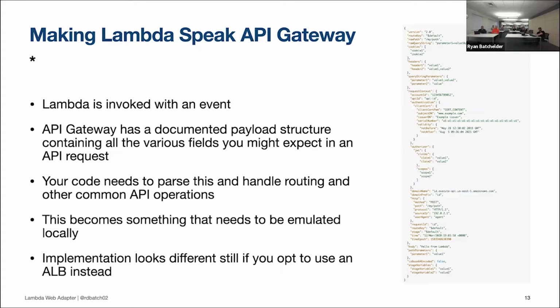So all Lambdas, whether they're driving web APIs or not, are going to be invoked with an event. This event is a JSON structure that has all of the stuff, or should have all of the stuff, your Lambda needs to wake up, do whatever work it needs to do, and return a useful response. All of the AWS integrations, API Gateway included, have an event structure that defines what that event is going to look like when it gets to your function.